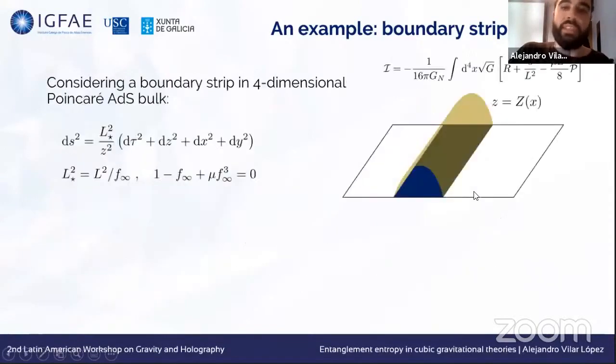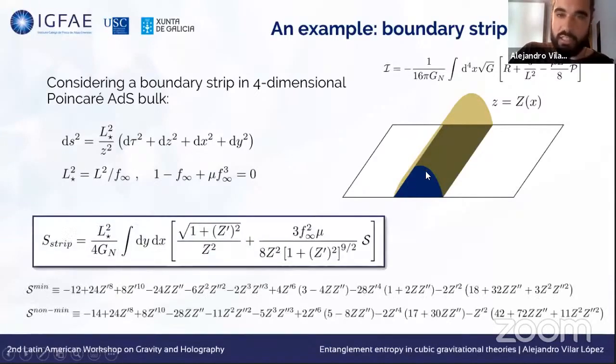Okay, so we consider this theory, and we consider basically a boundary strip in 4-dimensional Poincare AdS. L star is the radius of curvature, which is related to the L in the Lagrangian by means of this f infinity, which has to satisfy this equation. This is due to the fact that you want your background to be a solution of Einsteinian cubic gravity. And we basically obtain the functional starting from the general formula I showed before. You can obtain the functional for this surface using symmetry as well, which is characterized in terms of this C of x function, and you get 2 different functionals for the minimal and non-minimal prescriptions.